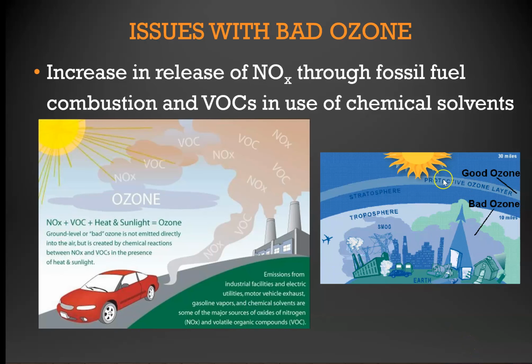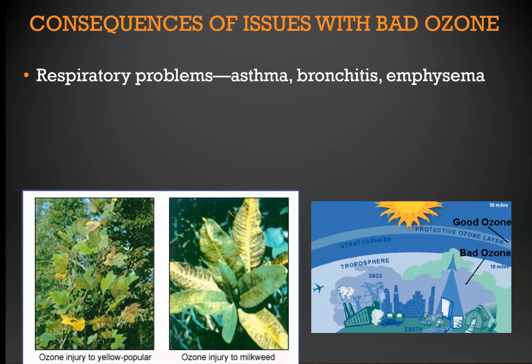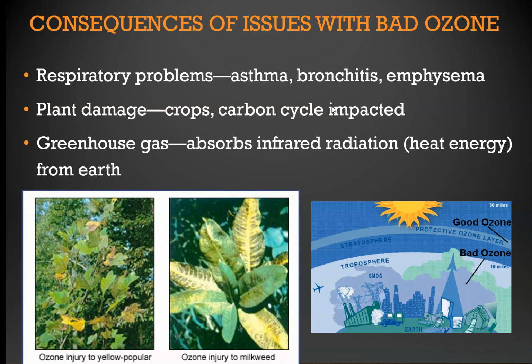But this doesn't happen in the good layer where we want it. It happens in the bad layer, the troposphere, where we live. So we don't want it happening in this layer for many reasons, but it's happening because we're adding more of these gases by burning fossil fuels, driving cars, and using chemicals. So the consequences of that increase in bad ozone are health problems like asthma and bronchitis. They damage our crops, our plants, you can see that here, and they impact the carbon cycle.